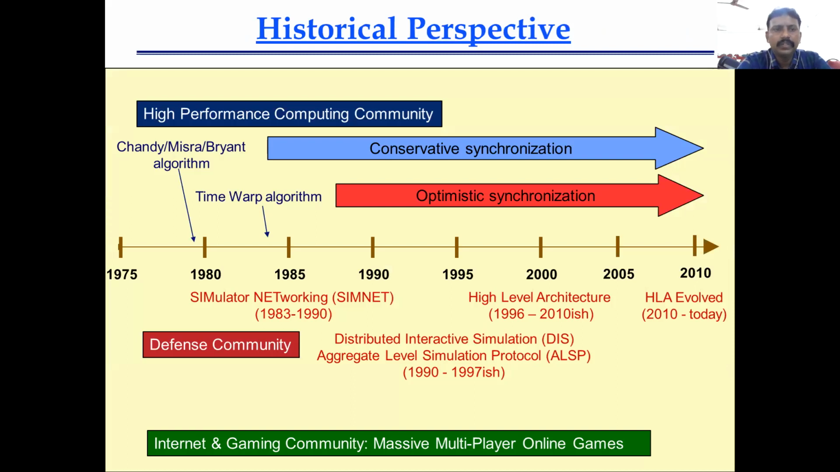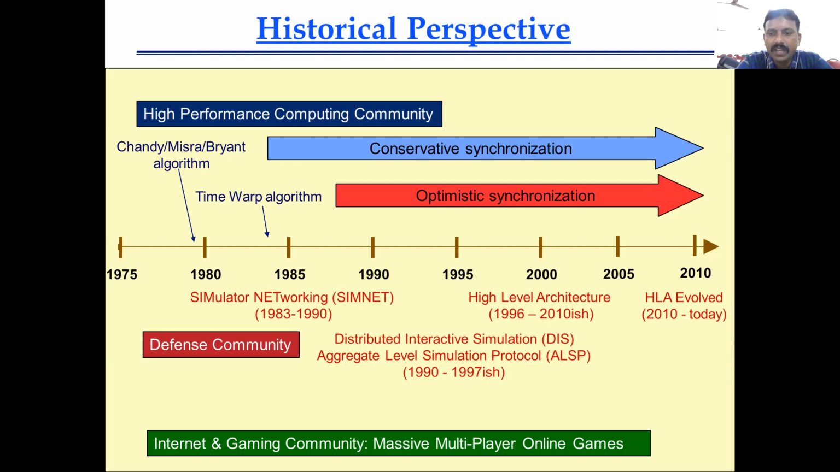From a historical perspective, the first was in 1975. After 1975 there were the Chandy-Misra-Bryant algorithms. Between 1975 and 1980 came the design work, and between 1980 and 1985 simulation design and simulators came, with networking from 1983 to 1990. Also in this period the Time Warp algorithm came. Then between 1990 and 1995 optimistic synchronization, where synchronization is optimized, came.